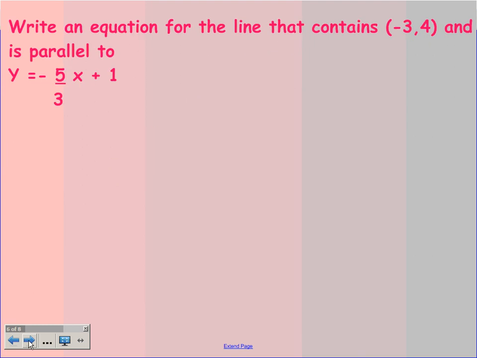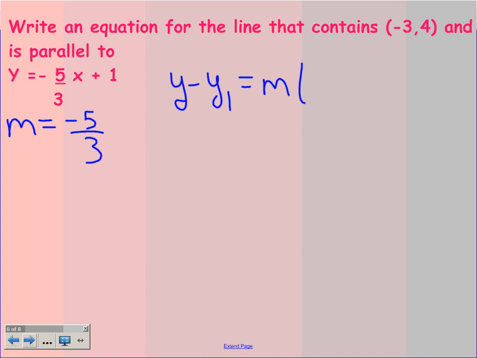Write an equation for the line that contains -3, 4 and is parallel to y is equal to -5/3 x plus 1. We know a couple of things about an equation. First of all, we need to identify m. We know that lines are parallel when the slope is the same. As far as getting there, we need to use our point slope equation, y minus y1 is equal to m times x minus x1.